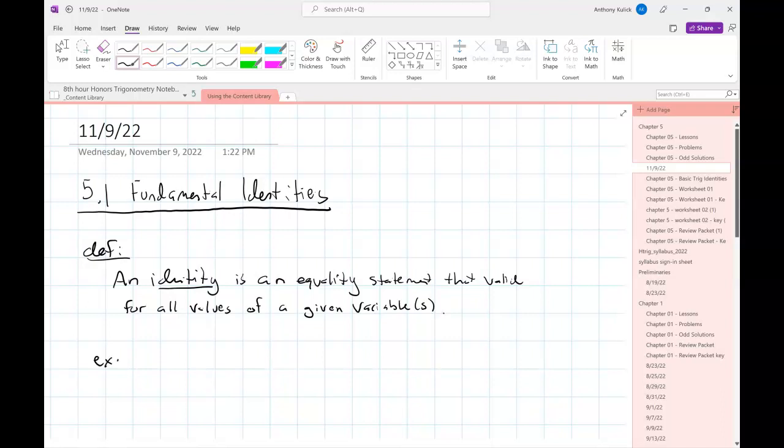So for example, you could have something trivial that we can call an identity. If we have 2x plus 6, I know that's always equal to 2 times the quantity x plus 3. You can call that an identity. It's kind of trivial, but it's true for all values of x. Is everybody okay with that?